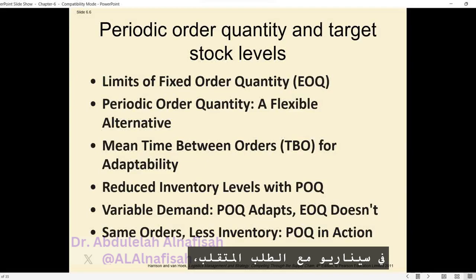In a scenario with fluctuating demand, this method generally results in a lower mean inventory level compared to the EOQ system. Illustrating this with a 10-week scenario of variable demand, the periodic order quantity method shows a decrease in average inventory holding from 5,150 to 4,150 units compared to the EOQ system. Despite maintaining the same number of orders, the order quantity varies between 200 and 1,800 units, demonstrating its adaptability to changes in demand.